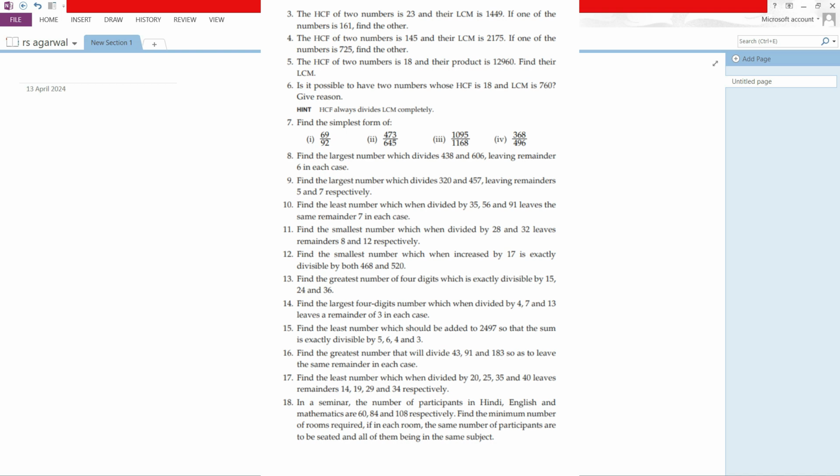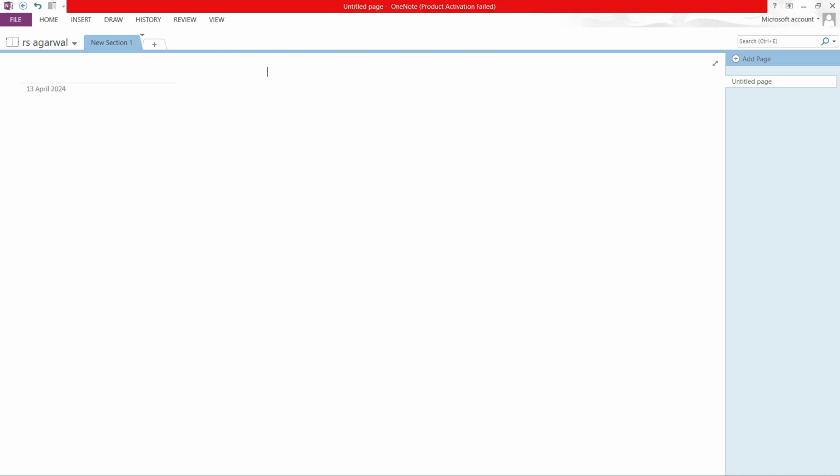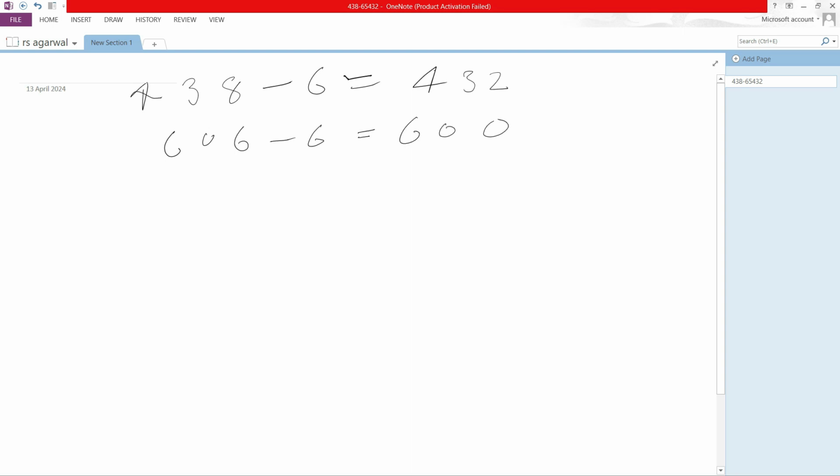Question number 8 is: find the largest number which divides 438 and 606, leaving remainder 6 in each case. Remember one rule: whenever it talks about the largest number, we have to find the HCF. First we'll take 438 minus 6, which is equal to 432. The second number is 606 minus 6, which equals 600. So we have to find the HCF of these two numbers.